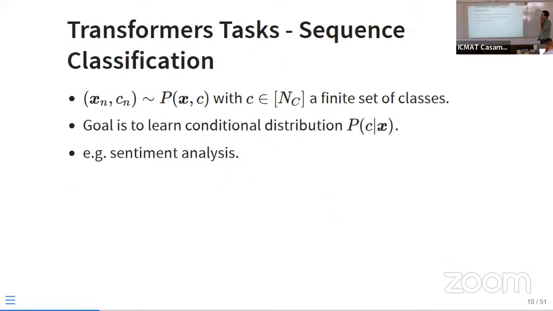The last one is sequence classification. Here we have a set of sequences, and each of them has a class, a class which takes values in a finite set. For instance, you have tweets or reviews, and for every review, you have whether the review is positive or negative. These are assumed to be IID samples from a given distribution over sequences and classes. And the goal here is to learn the conditional distribution of the class given the input sequence. It's sentiment analysis. This is the problem that we are going to solve today.